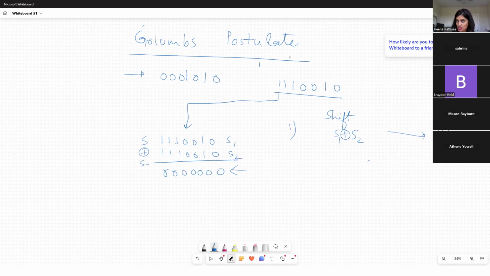Now let us imagine you shift this value that you originally started with by 1 bit. So if it is 1110010, which I'm representing by S1, let's shift it 1 bit. So this will become 110010, and this one will come over here. So you're shifting it only one time. Let's represent this as S2. You will XOR it together and you will get the resultant output.